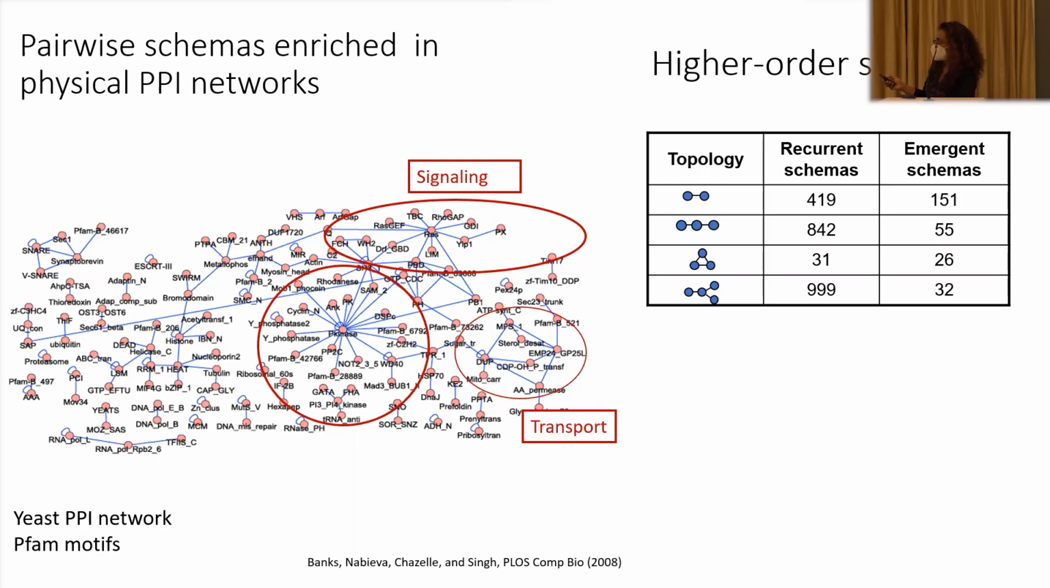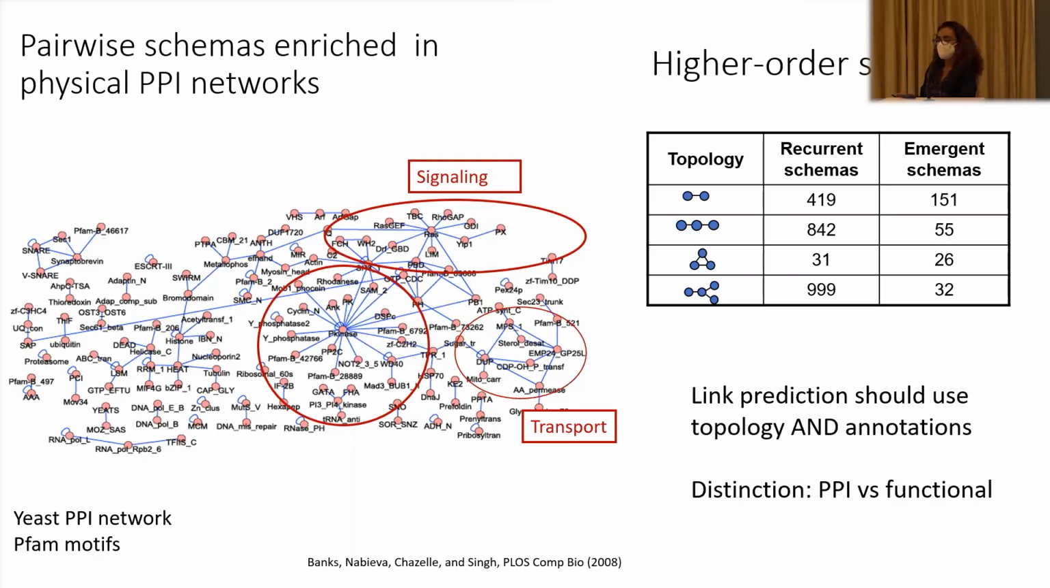And so I think a very interesting thing to think about for link prediction, at least for topological-based link prediction, is to think about link prediction with respect to topology, but also to these very simple annotations that exist. And I think that those would be ways in which link prediction methods would certainly get more power.